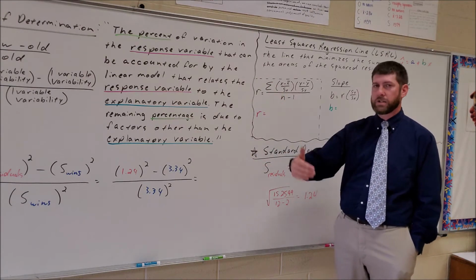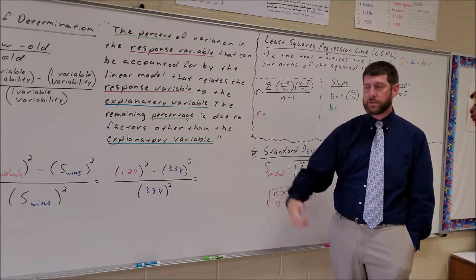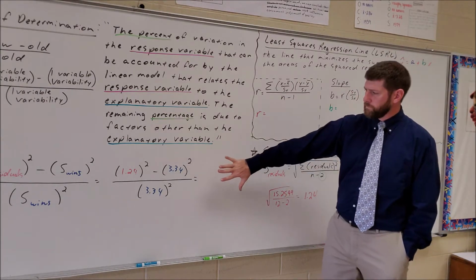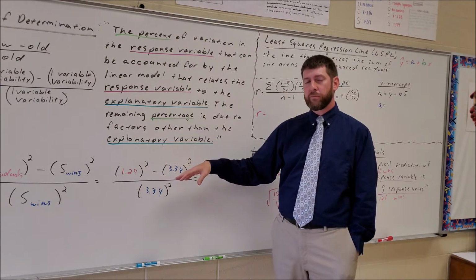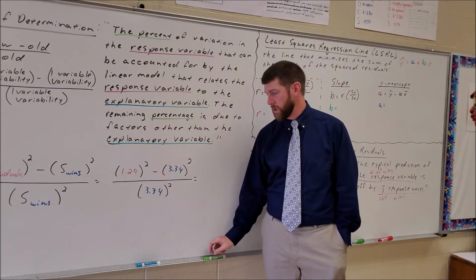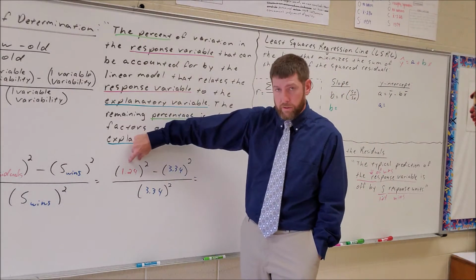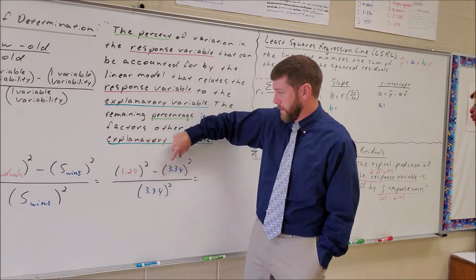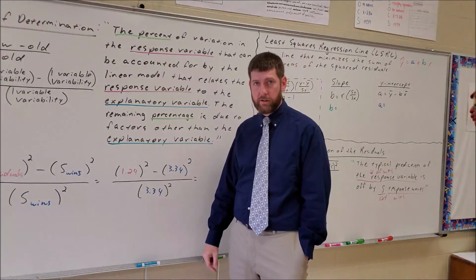Not just looking at wins, or average wins, but looking at points per game as it relates to wins. So this is what we're trying to measure. That amount of improvement is what our coefficient of determination is. So when I throw all this stuff in the calculator, standard deviation of residuals squared minus the standard deviation of the wins squared, divided by standard deviation of the wins squared.